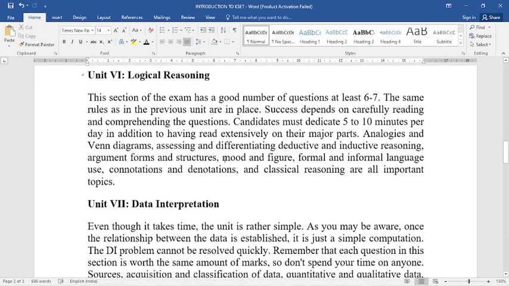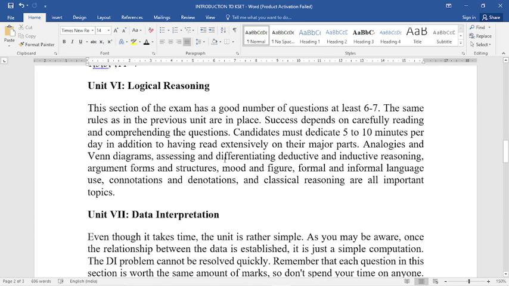This one is also important because here the examination is going to find what the logical level of the candidate is. This section of the exam has a good number of questions, at least 6 to 7, because if any concept is simple they will decrease them, and this one is important so they will increase to 6 to 7.